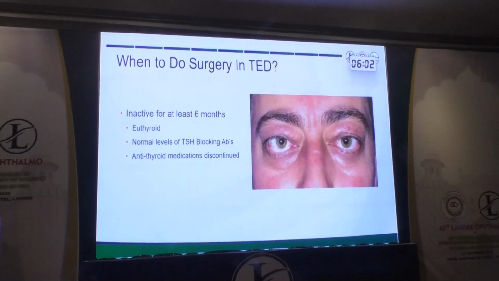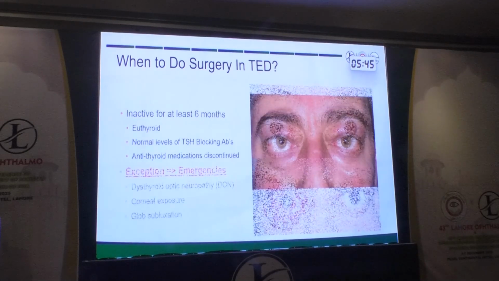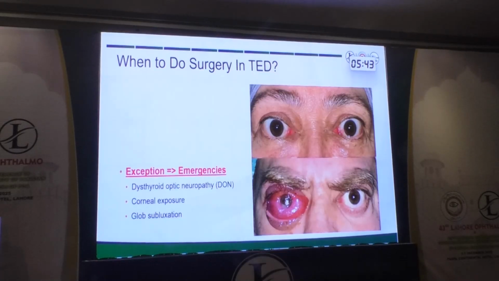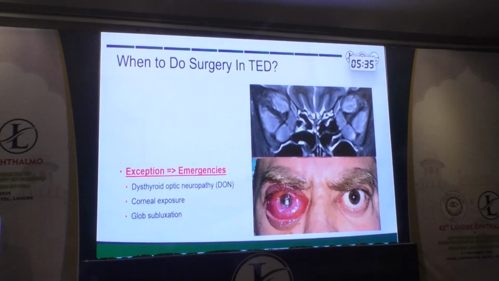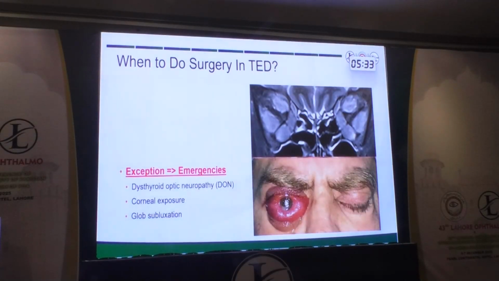So, to start with the surgery, ideally, the patient has to be inactive for at least 6 months. But by inactive, I mean his hormone levels have to be normal, and also he must have normal antibody levels, and his antithyroid medications have to be discontinued. Of course, there are exceptions. There are some emergent cases where we need to do the surgery in the active phase, which are dysthyroid optic neuropathy, corneal exposure, or globe subluxation.